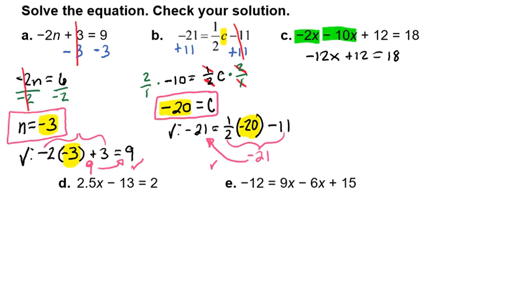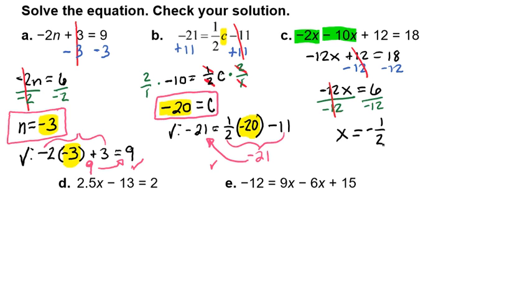Now when we start to solve for x, we'll get rid of our plus 12 by subtracting it, leaving us with negative 12x equals 6. Then we'll divide both sides by negative 12 to get rid of that 12, because that leaves us with 1x, because remember, negative 12 divided by negative 12 is 1. So we have 1x left, and that's going to leave us with a negative 1/2 for an answer.